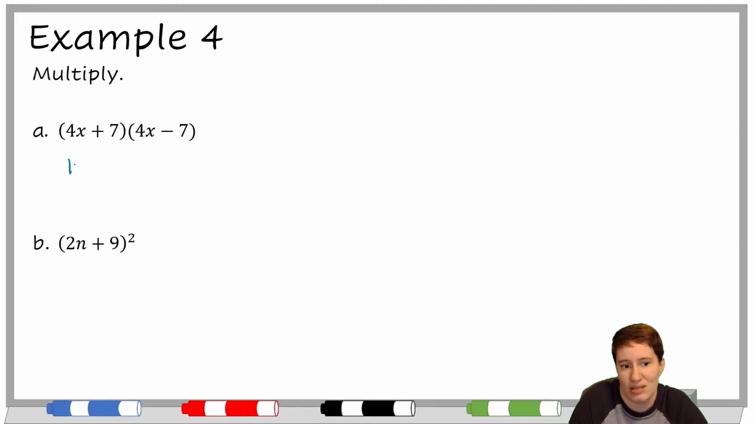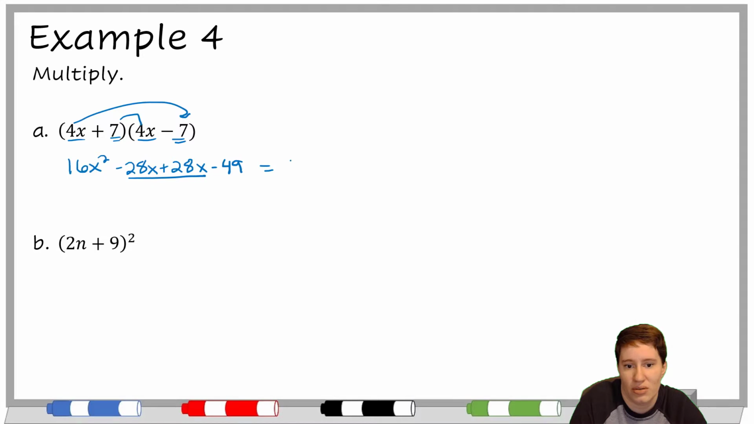4x times 4x is 16x squared. And then 4x times negative 7 is negative 28x. 7 times 4x is positive 28x. And then 7 times negative 7 is negative 49. Now when I go to add my like terms in the middle, those actually cancel each other out, so that I get 16x squared minus 49.